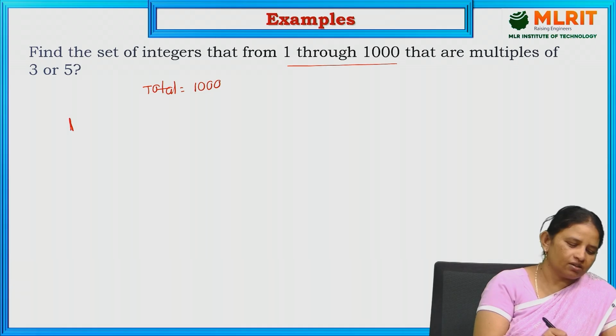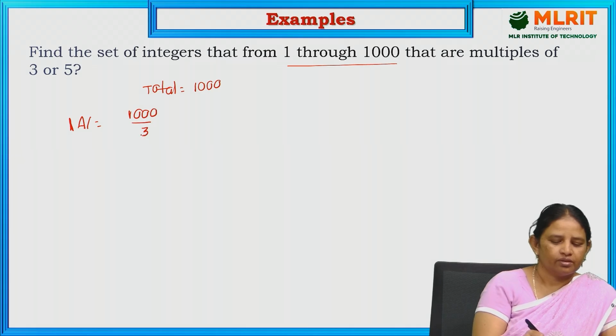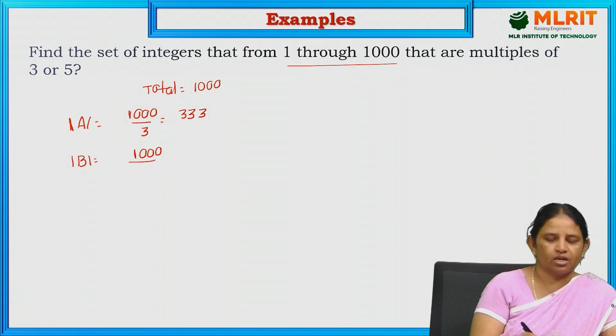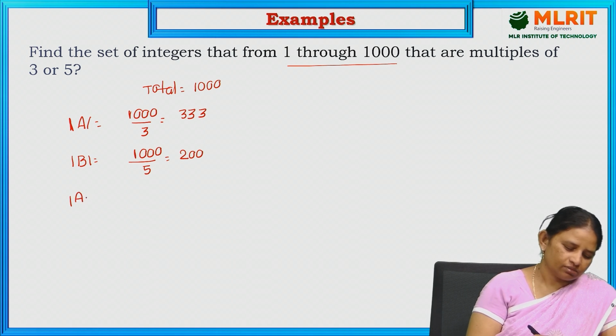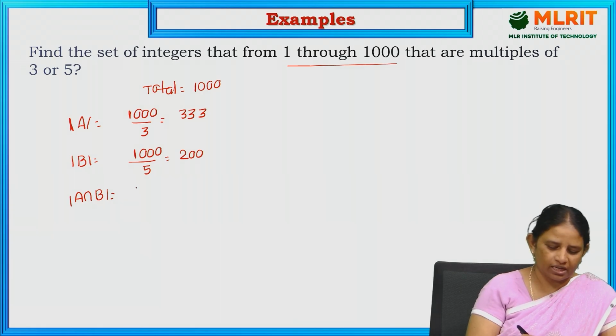Mod A is equal to multiples of 3. 1000 divided by 3, we'll get 333. Then mod B, multiples of 5. 1000 is the total number of integers, which are divisible by 5. 1000 by 5, that is 200. Next, mod A intersection B, that means multiples of 3 and 5. 1000 divided by 15, that is 66.